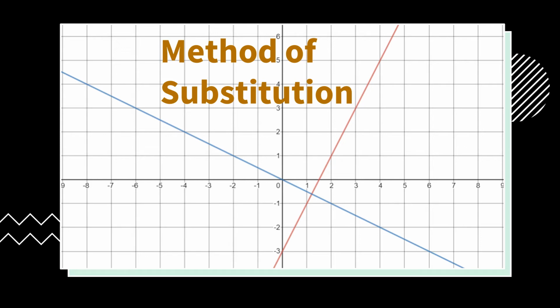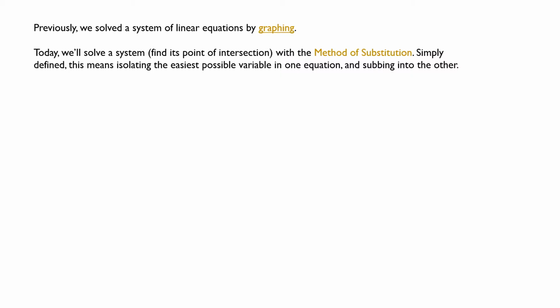In this lesson, we're going to talk about determining the point of intersection of two lines with an algebraic method called substitution. Previously, we solved a system of linear equations by graphing. That's what you saw on the previous screen. Today, we're going to solve a system, that means finding its point of intersection, with the method of substitution. Simply defined, this means isolating the easiest possible variable in one equation and subbing it into the other.